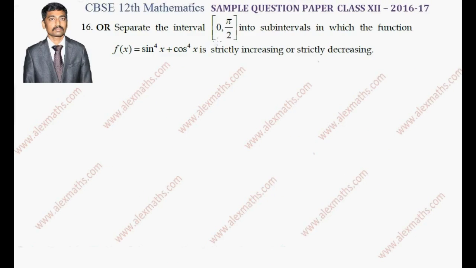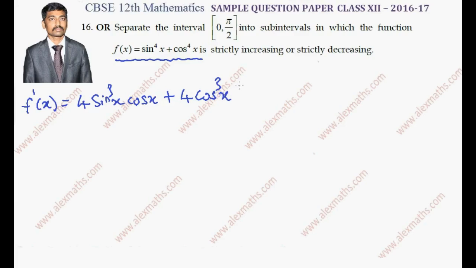Separate the interval 0, pi by 2 into subintervals for which the given function is strictly increasing or decreasing. F of x is given as sin power 4 x plus cos power 4 x. We'll find f dash of x. F dash of x is 4 sin cube x into cos x plus 4 cos cube x into minus sin x.